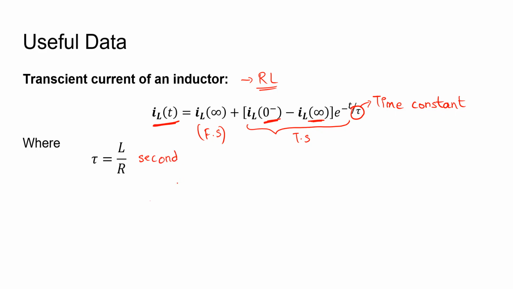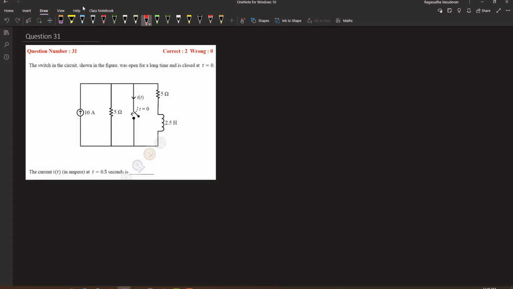Let's solve this problem using this concept. In this problem, the current that is passing through the switch at time t equal to 0.5 seconds is asked. So for that, we need to find out the current that is passing through this inductor during the transient state. Let us denote this current to be IL of t. Let's first find out IL of t, and then by using Kirchhoff's laws, we can easily find out I of t at t equal to 0.5 seconds.